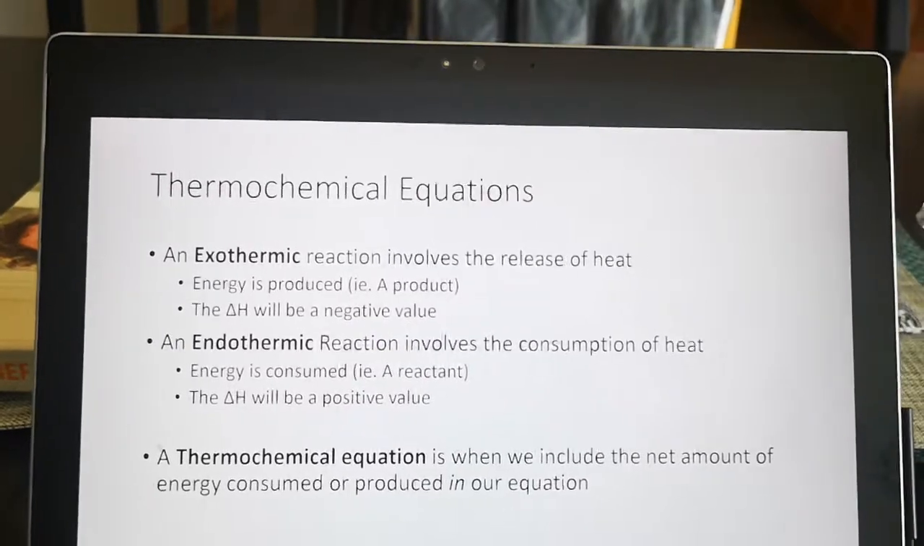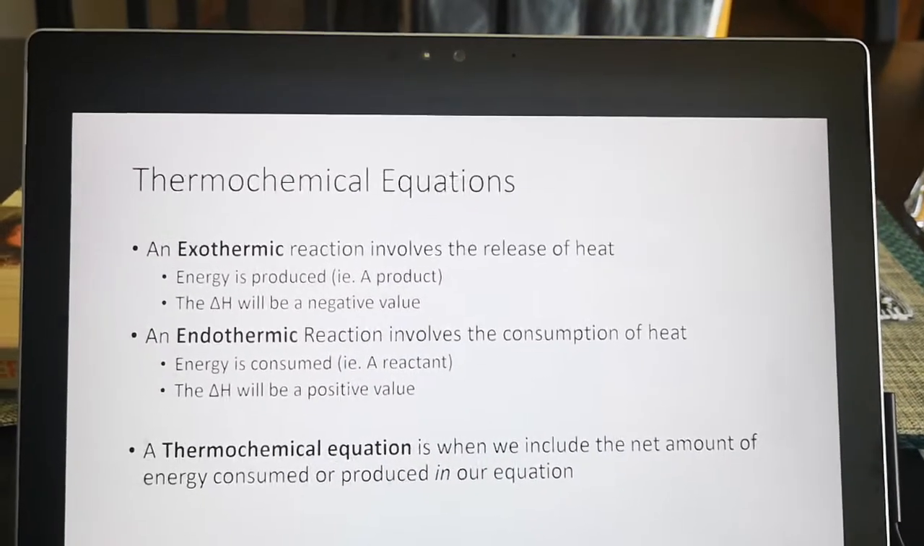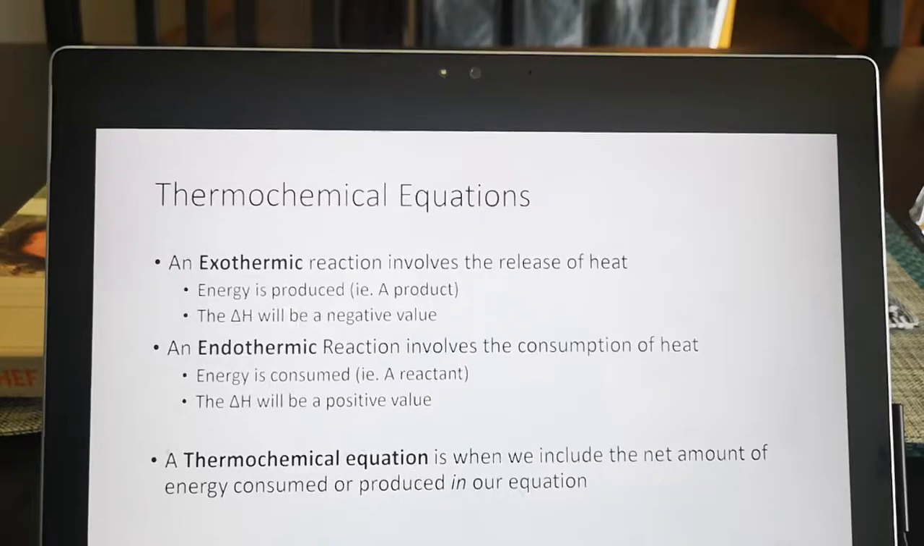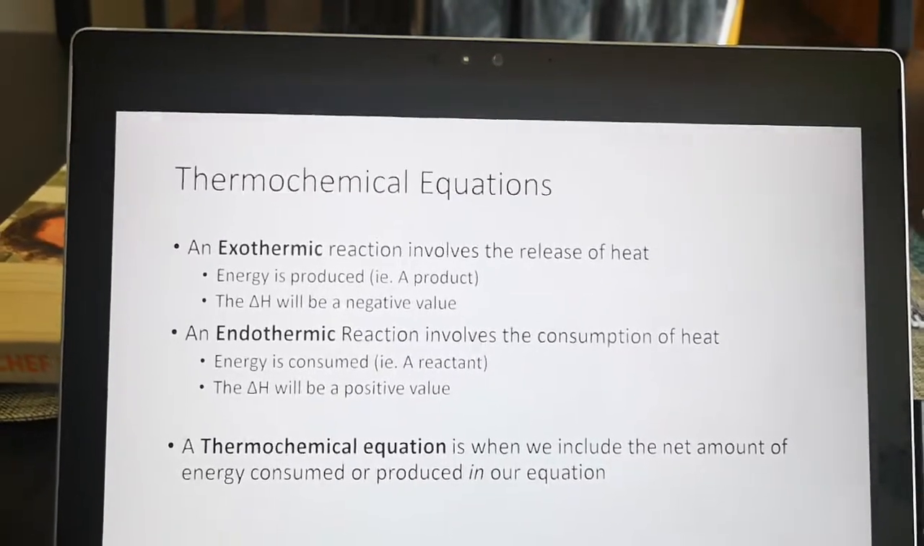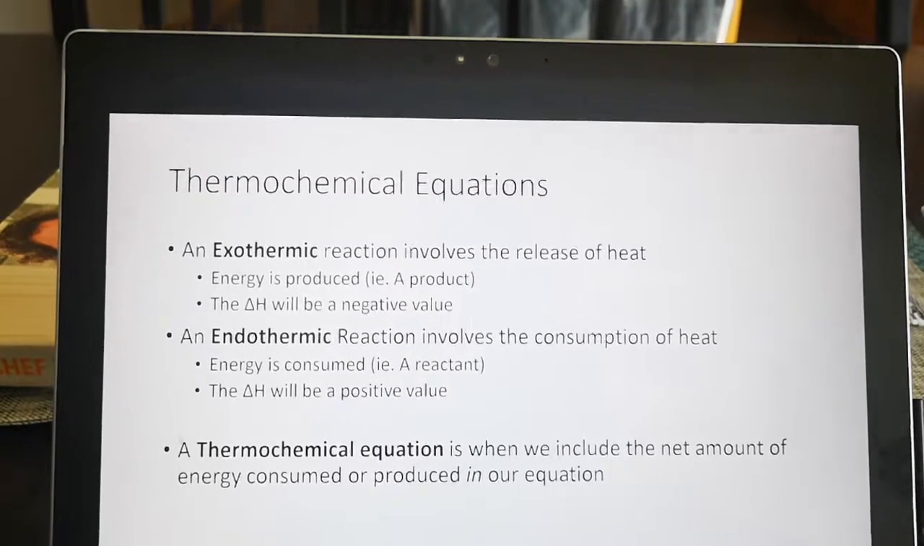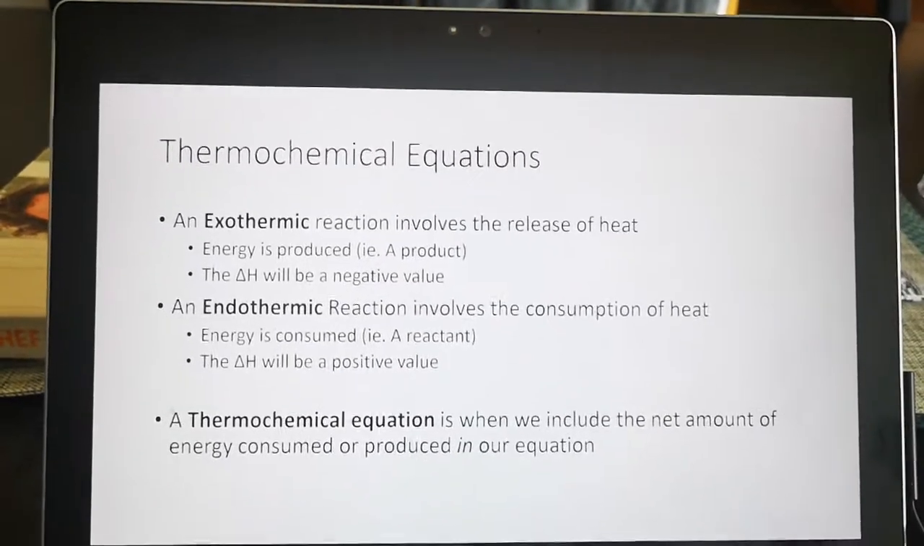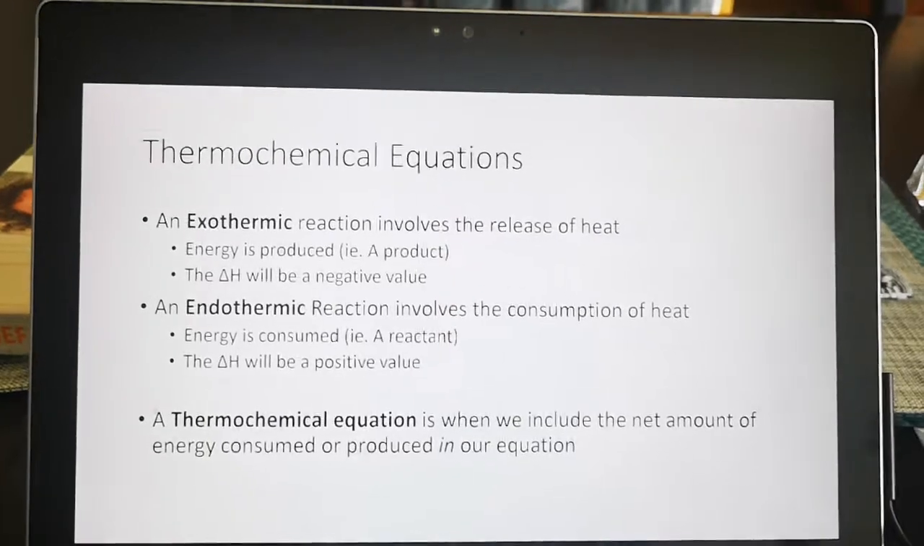You feel heat. An endothermic reaction involves the consumption of heat. So energy that's available in the system is consumed. The delta H will be a positive value. So endothermic reactions often result in a decrease in the overall temperature of the system. Energy in the environment is absorbed during the reaction.